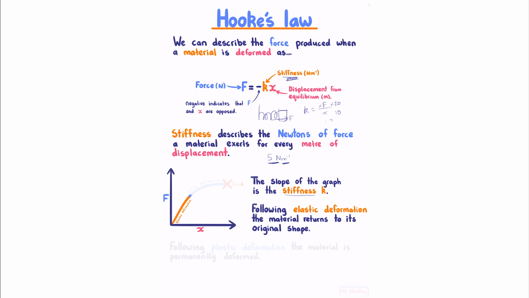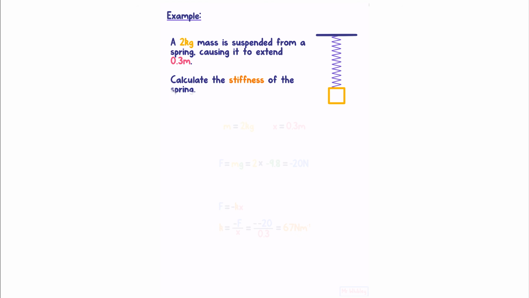However, if we were to increase the force beyond the limits of our material, we would start to see plastic deformation. Following plastic deformation, the material is permanently deformed. For this reason, we see the slope and therefore the stiffness of the material changing, up until we reach the point at which the material breaks. Let's now use this in an example. A 2 kg mass is suspended from a spring, causing it to extend 0.3 meters. Calculate the stiffness of the spring.